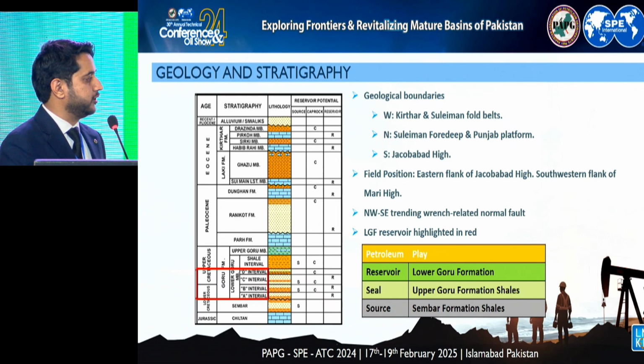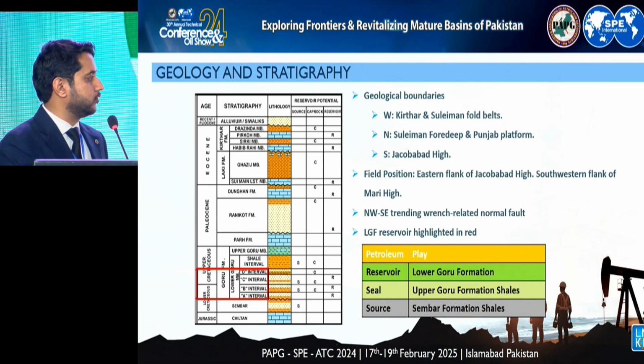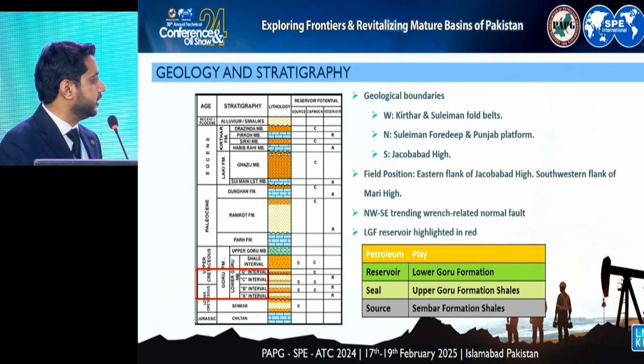So coming towards the petroleum play, the source is actually the Sembar Formation. It is the proven source in the lower Indus Basin. The seals are the upper Goru Formation shales, and the reservoir is the lower Goru Formation. And as you can see from this stratigraphic interval, there is actually a lot of heterogeneity present within the lower Goru. You can see that there are intervals of sand and shale beds present within this formation.